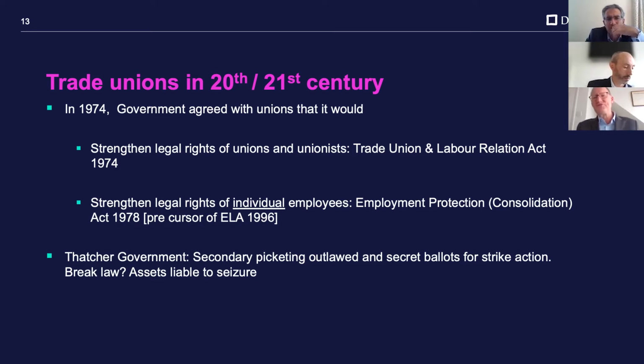So during the 20th century, the unions exercised their industrial muscle increasingly, immune as they were from legal action. And it was believed by the late 1960s that they were abusing their position. And both the Labour and the Conservative governments at the time attempted to deal with that situation, but neither succeeded. And in 1974, the then Labour government agreed with the unions that it would strengthen the legal rights of unions further, provided the unions cooperated with the government's economic policy.